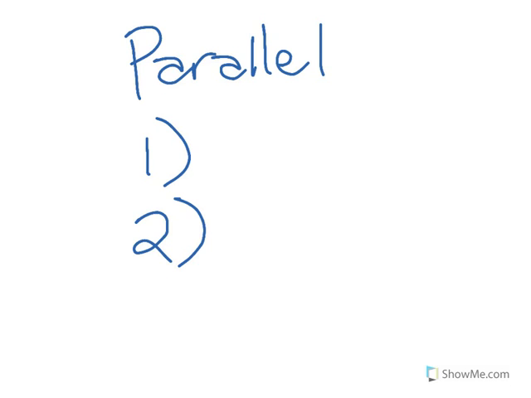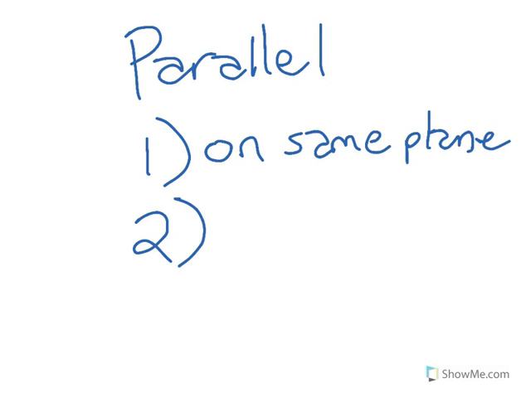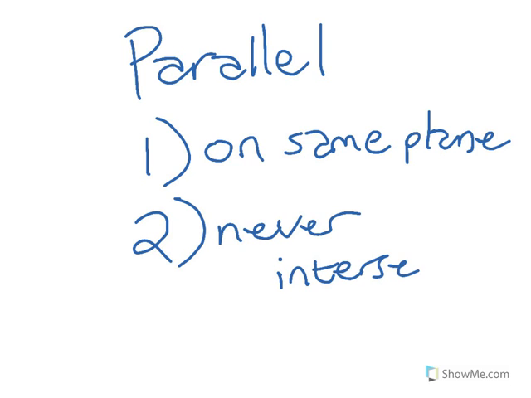For two lines to be parallel, the pair of lines has to meet two conditions. First of all, the two lines have to be on the same plane. Well, that's pretty easy for the context of this chapter. Everything we're doing is on the coordinate plane. That's one plane, so the lines we talk about will be on the same plane. The second condition is that they must never intersect. They can't have any points in common. If those two conditions are met, we've got parallel lines.